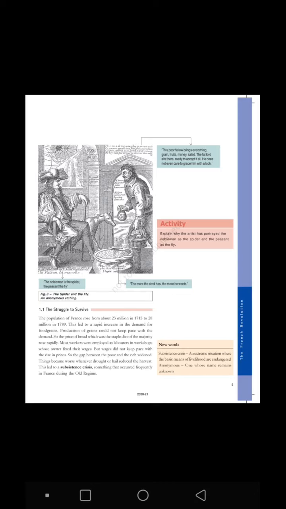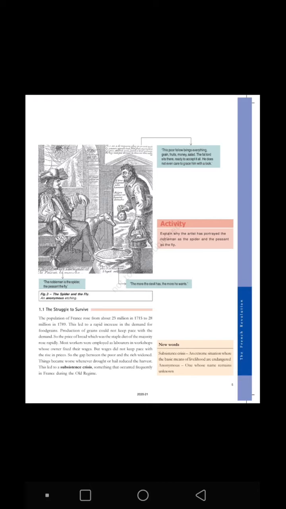The struggle to survive. The population of France rose from about 23 million in 1715 to 28 million in 1789. This led to a rapid increase in the demand for food grains. Production of grain could not keep pace with the demand, so the price of bread, which was the staple diet of the majority, rose rapidly.